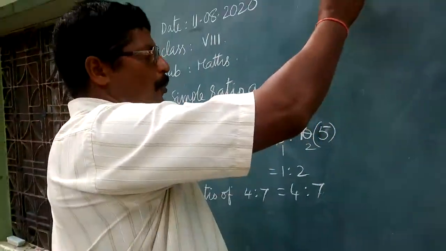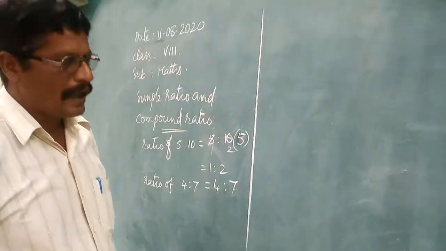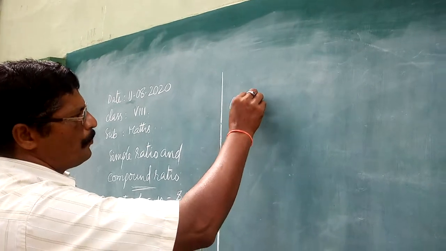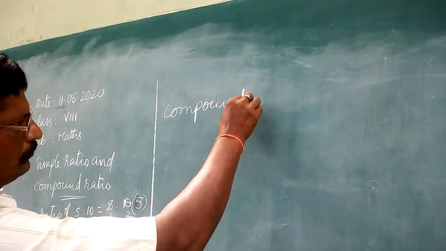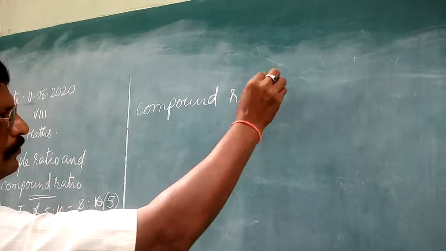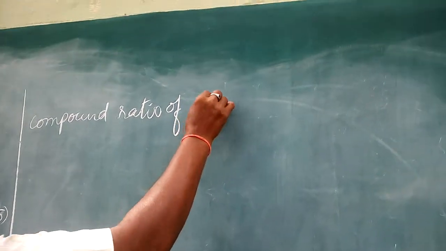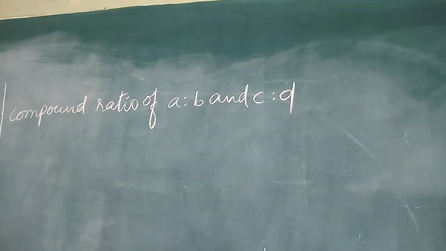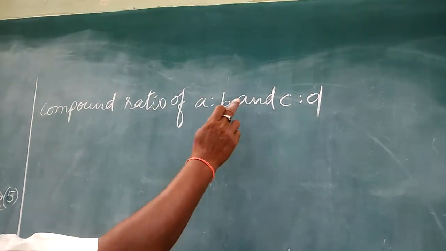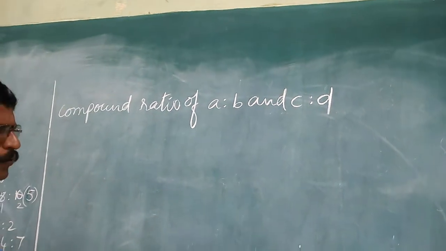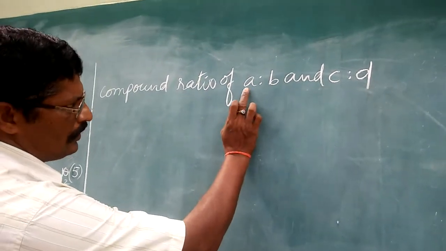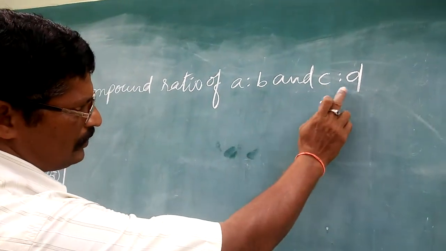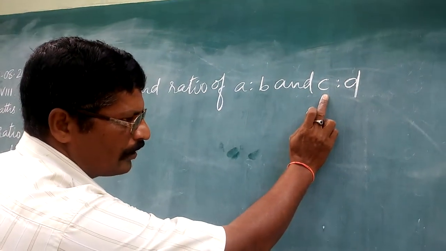Now, compound ratio. Compound ratio of A is to B and C is to D. To find the compound ratio, in this ratio, this is the antecedent. In this ratio, this is also an antecedent.